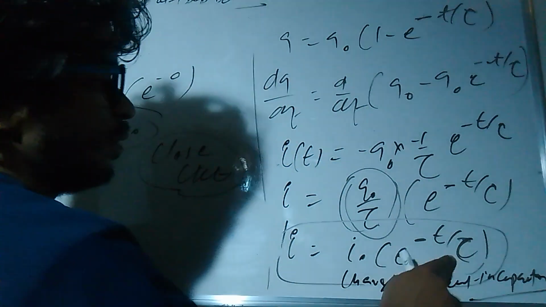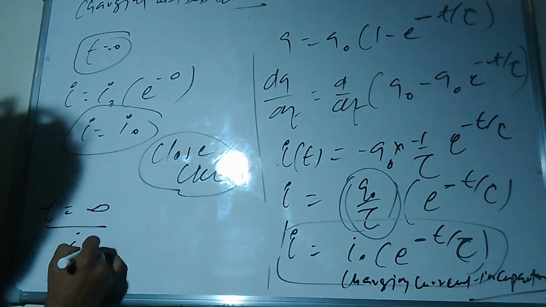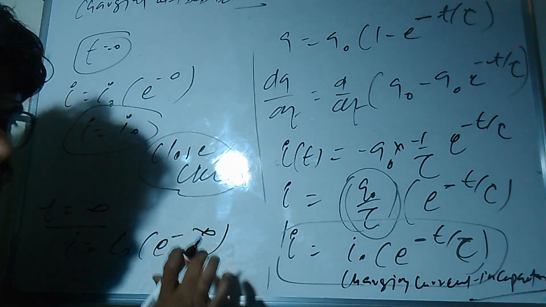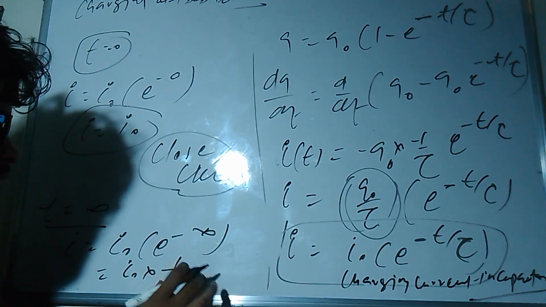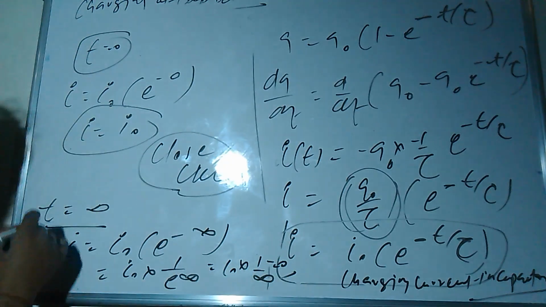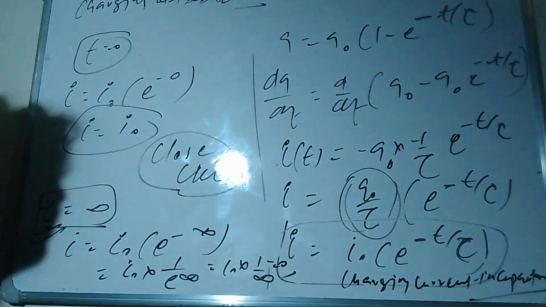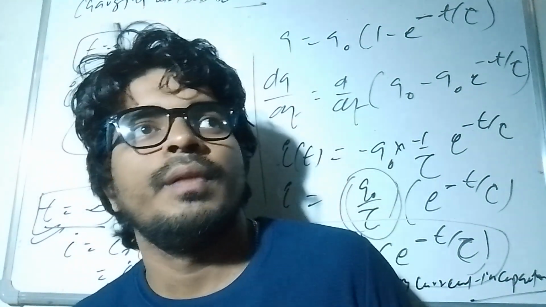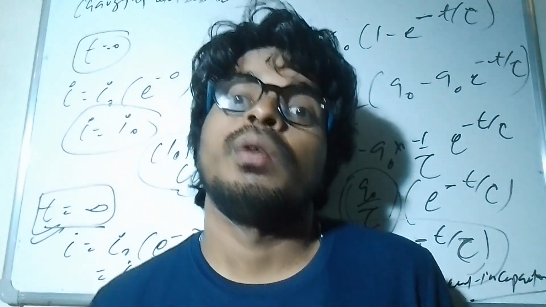But what if I put t equals infinity? I equals I naught e to the power minus infinity, which is I naught into 1 by e to the power infinity, so I naught into 1 by infinity. This will be 0. It means at t equals infinity the current will be 0, so after a long time the capacitor behaves like an open circuit.